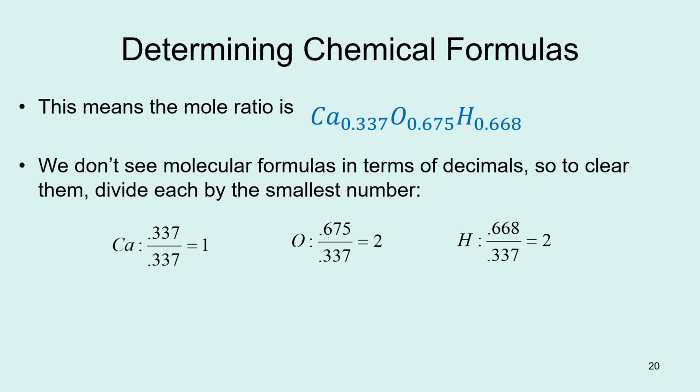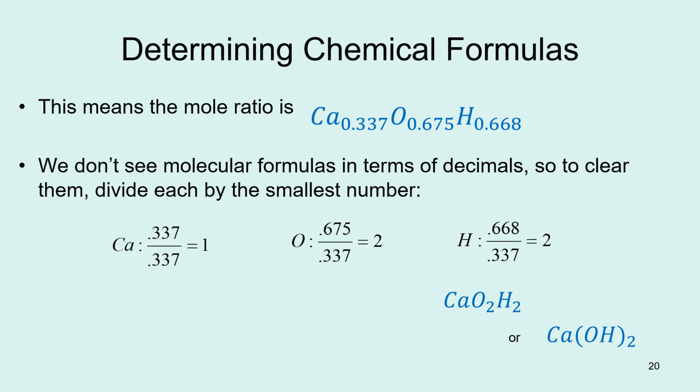Anyway, now I can see my ratio. That's really easy. Now I know I have 1 Ca for every 2 O's and 2 H's. So even though the mass ratio is very different, here's my mole ratio. This is actually the compound calcium hydroxide, but you wouldn't necessarily know that, and this would be a perfectly fine answer right here.